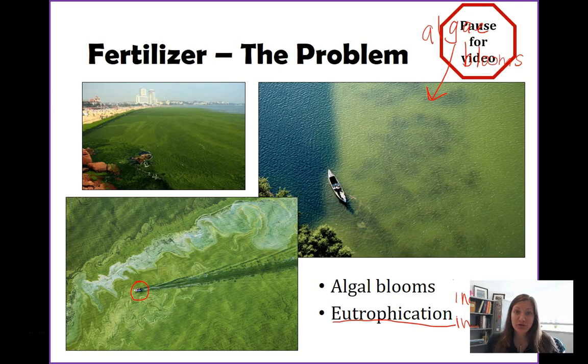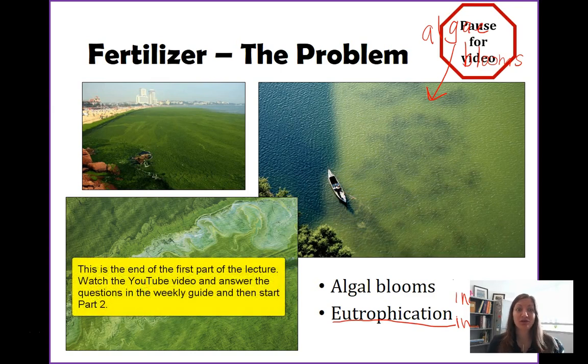Now there is a really cool video that shows a real algal bloom in China. Algal blooms happen around the world, but China's had some crazy algal blooms in the past. So go ahead and pause the video, watch this YouTube video that should be popping up, answer the follow-up questions in the weekly guide, and then come back and resume this.